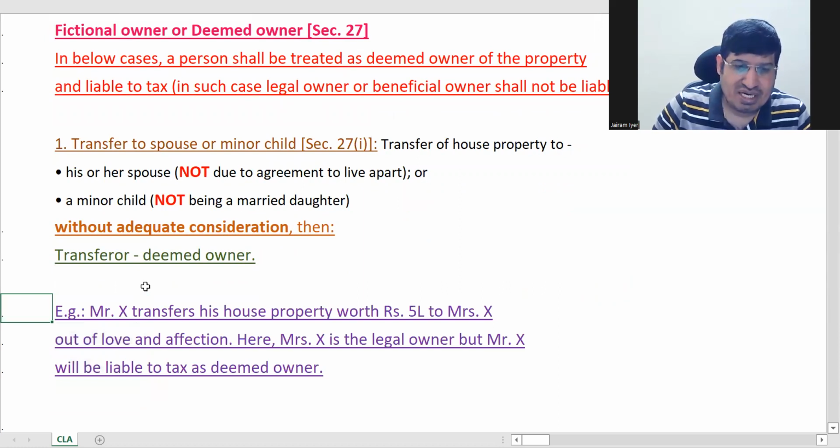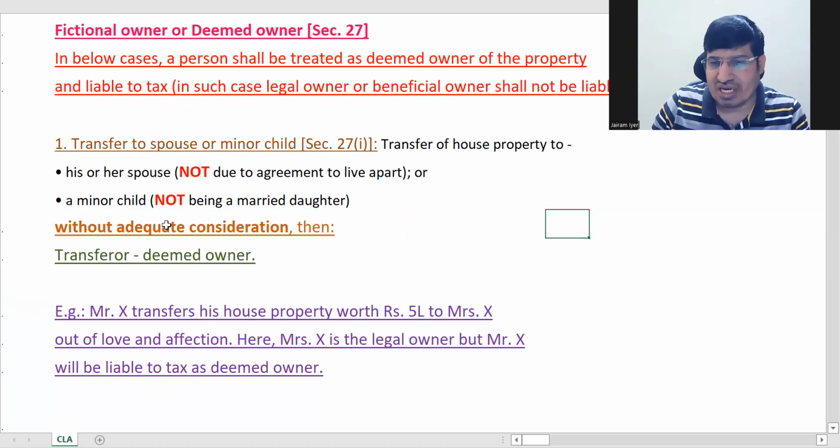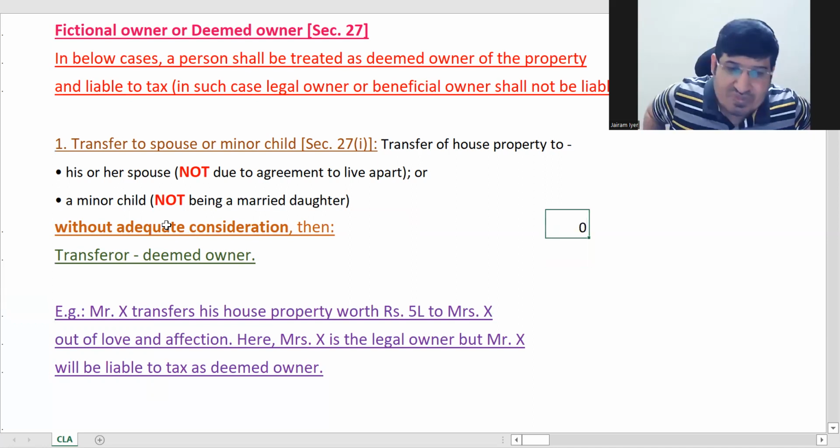Right, so now see this example. Mr. X transfers this house property for 5 lakhs to Mrs. X out of love and affection. Now, inadequate consideration can be zero also. It's not necessary that he pays some money. It can be for free also.